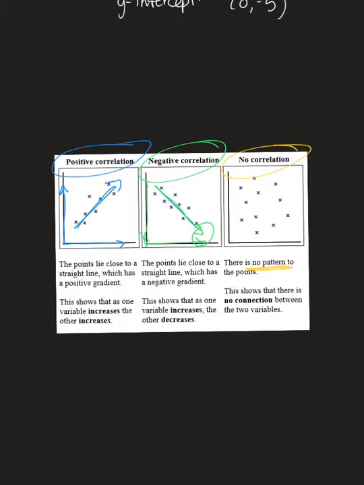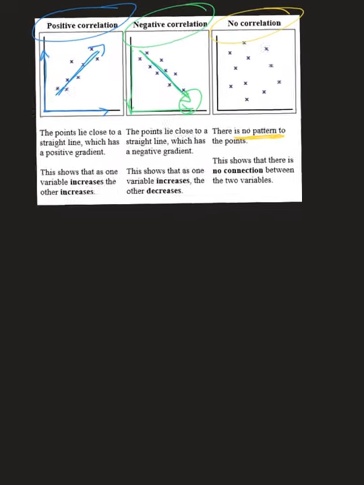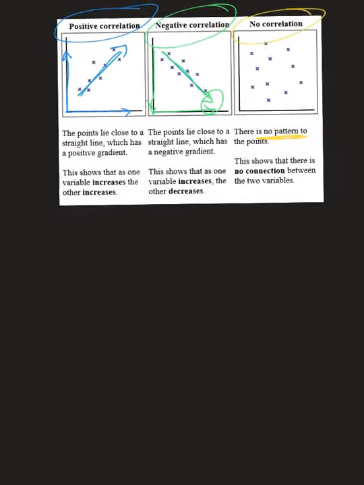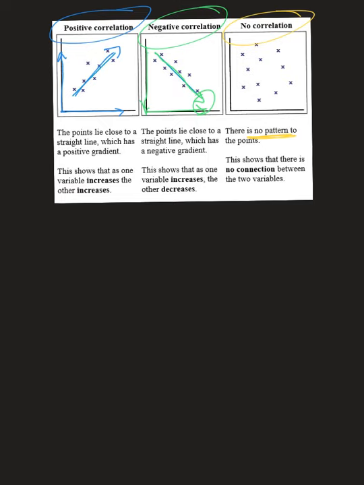Okay, so we're going to actually apply this and we're going to graph points and then figure out the line that's best fit. So for example, we're going to try to find this line, or we can state that there's no pattern and there's no correlation. So let's start with our first example.